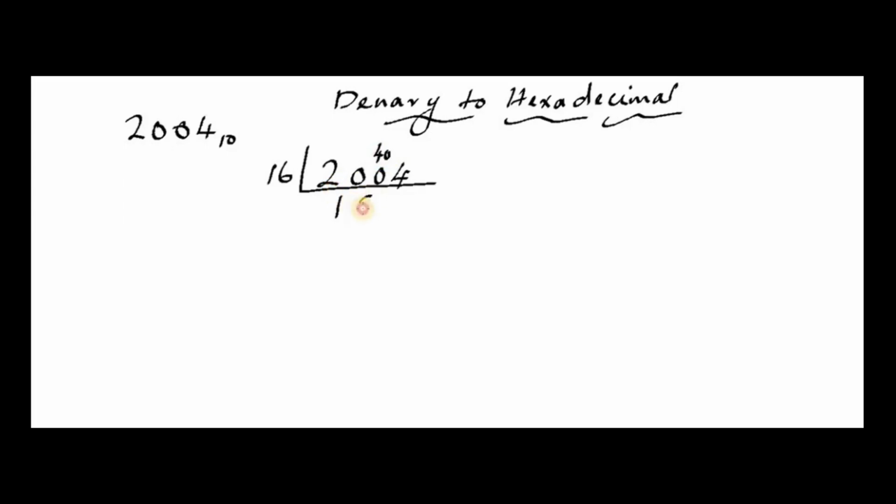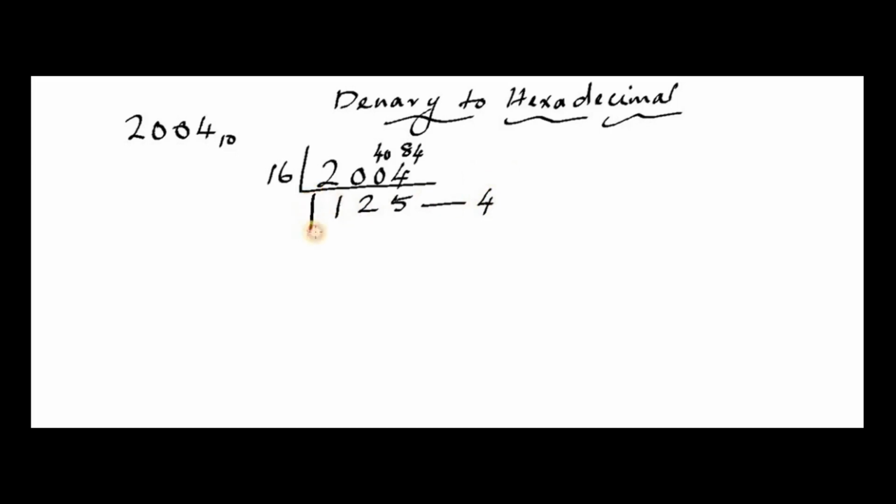Now 2 times 16 is 32. So 40 minus 32 is 8, right? So you carry that 8 here. Now this becomes 84, right? Now 5 times 16 is 80, isn't it? So 84 minus 80, you will be getting the balance 4. So you have to keep the remainder here. Always you have to keep the remainder here.